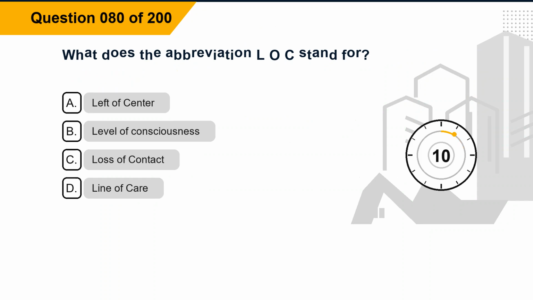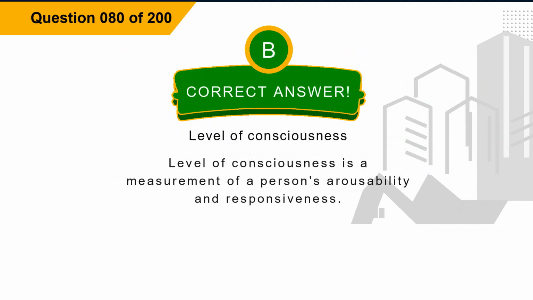Question 80. What does the abbreviation LOC stand for? Option A, left of center. Option B, level of consciousness. Option C, loss of contact. Option D, line of care. The correct answer is option B, level of consciousness. Explanation. Level of consciousness is a measurement of a person's arousability and responsiveness.